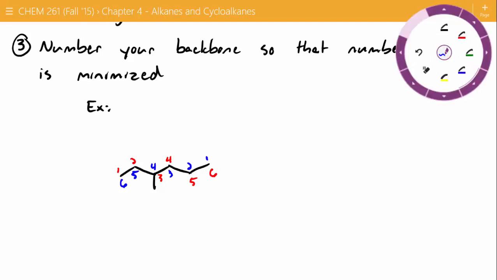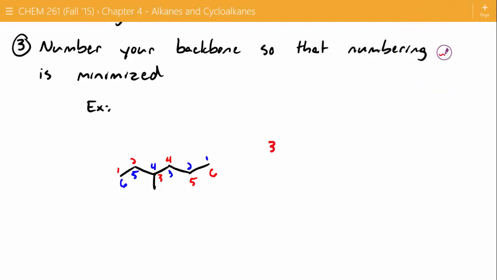That means that the name of this molecule would be called 3-methyl hexane, because we've got this methyl group coming off of this 3 position. Always try to minimize your numbering. It avoids confusion. And sometimes you have to check both of them.